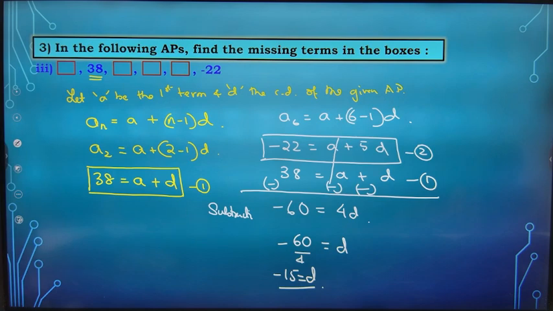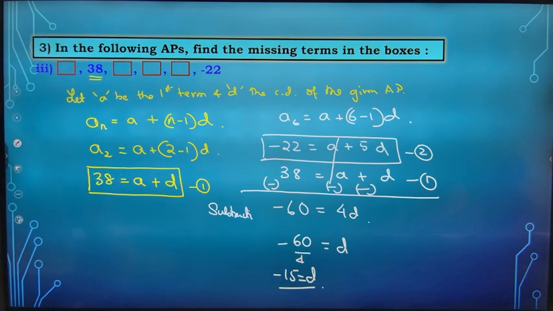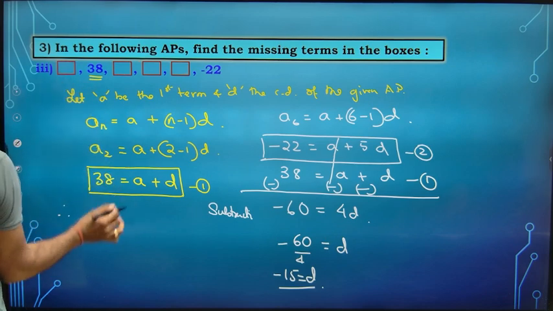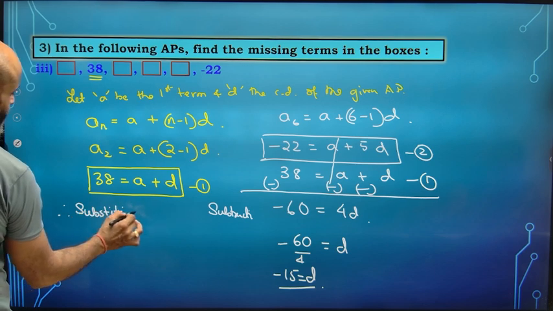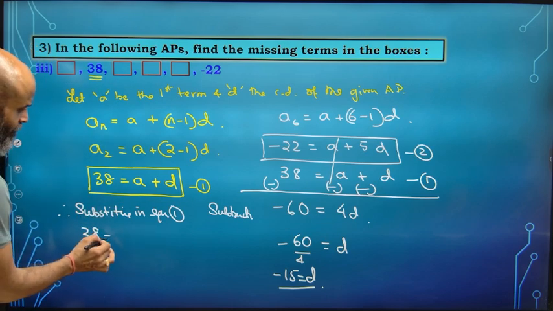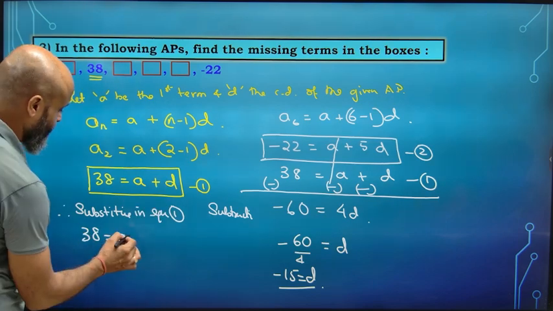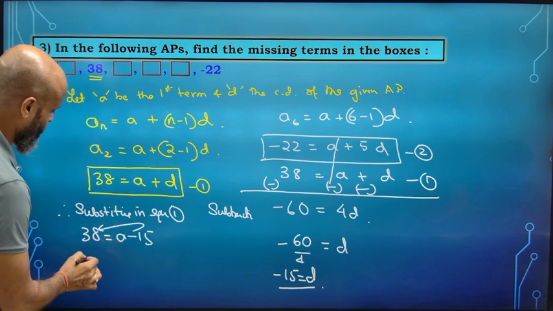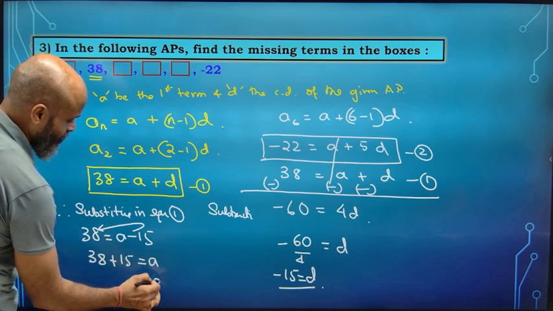So d is equal to minus 15. Clear? Are we clear on this one? Okay, so d is equal to minus 15. Clear? Okay, so therefore what can we write here? a is equal to, so substituting in equation 1, here we have 38 is equal to a, that is not known to us, but we have found out the value of d, that is minus 15. If we transpose this term here, minus 15 becomes plus, so 38 plus 15 is equal to a. What will be the value of a?